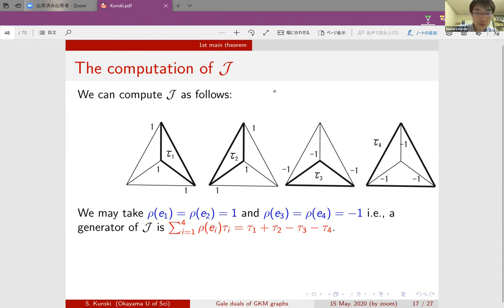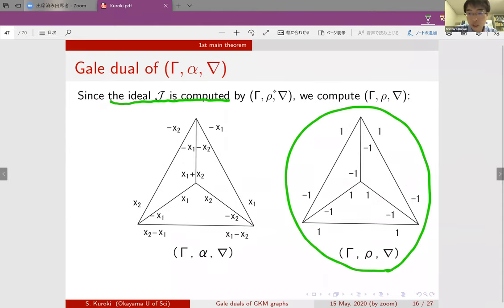So for example, in this case, this is tau 1. And in this case, the normal Gale dual is 1, 1, 1. So let's look at the previous slide. The first one is this one, and its normal Gale dual is 1, 1, 1. So we can put this one as a coefficient of tau 1. Actually, we can choose the same signs. If this sign is negative 1, then we can change it to positive at the same time around here. So by this method, we can choose the same numbers.